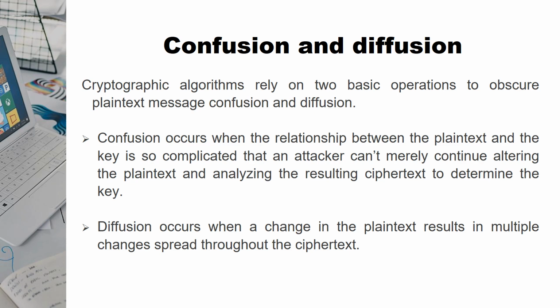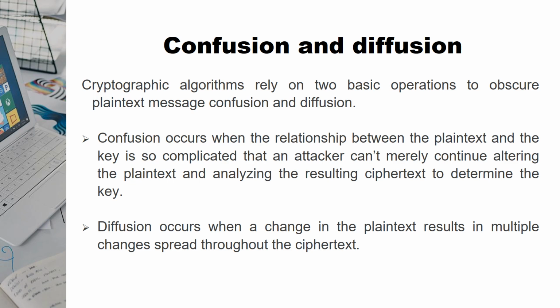Diffusion ensures that the influence of one plain text symbol is spread over many cipher text symbols, right? In other words, a small change in the plain text, such as flipping a single bit, should result in widespread, seemingly random changes throughout the cipher text. How does it work? Good diffusion means that the statistical structure of the plain text is dissipated into long-range statistics of the cipher text.